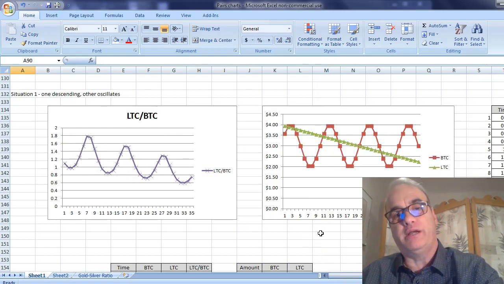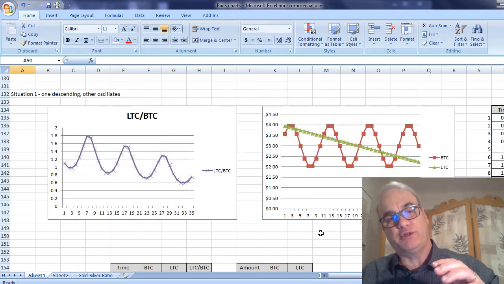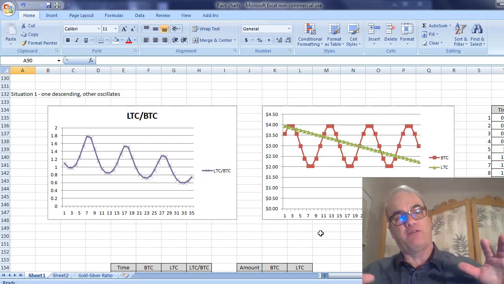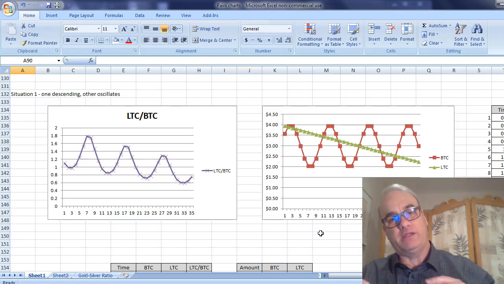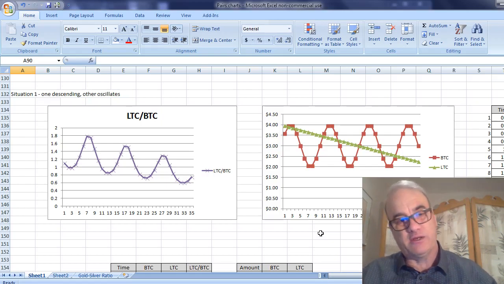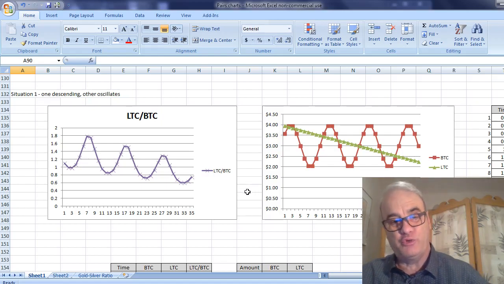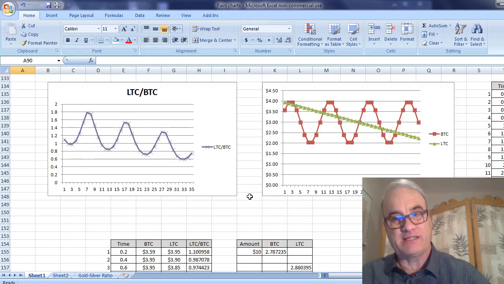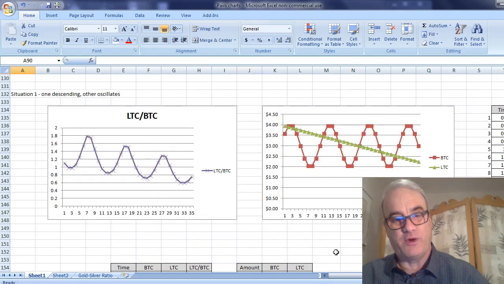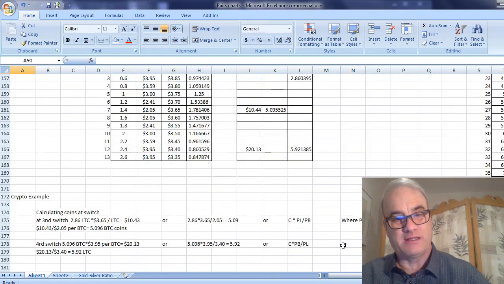So bottom line, it doesn't matter whether this pair are descending. So we can have a market of Bitcoin and Litecoin descending, and if I'm getting hills and valleys on this chart, and I'm able to switch, as long as I can switch, I'm gaining coins. Getting more coins for free. I'm not adding any new money to this. Okay, and so that's the main point that I wanted to drive home with this little example.